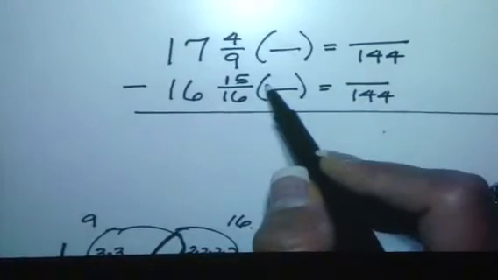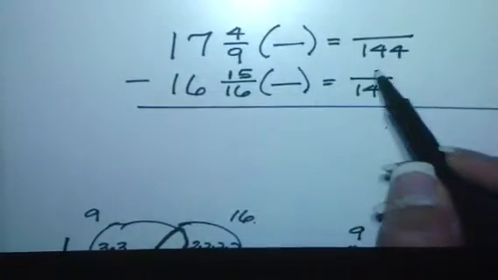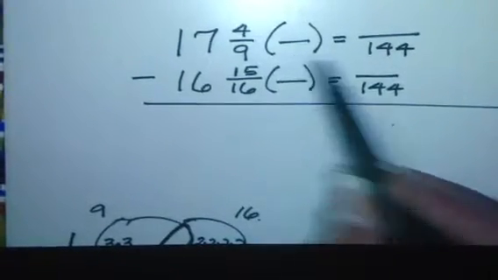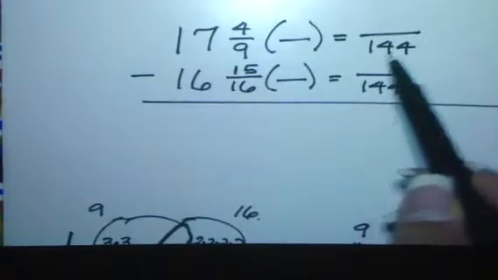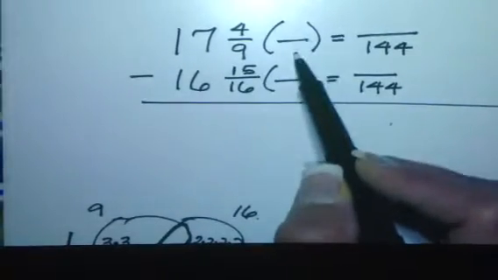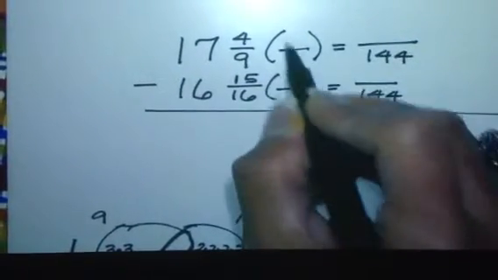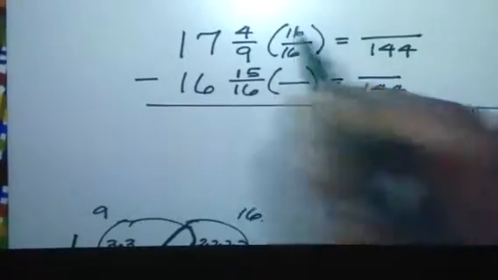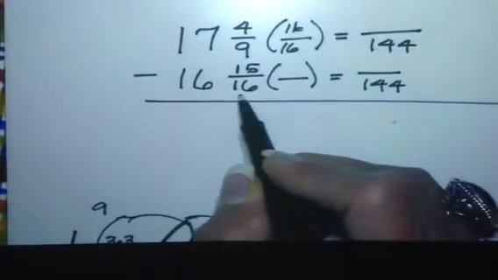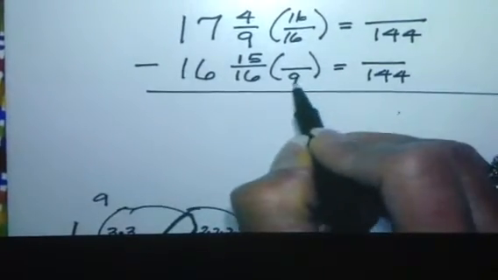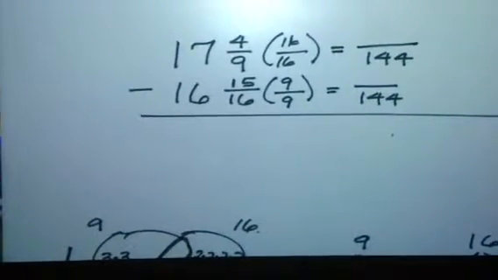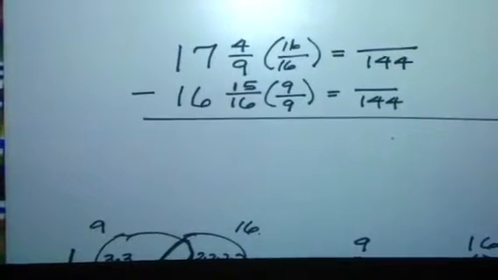Now use what you know to find what you don't know. I can't tell you off the top of my head 9 times what equals 144, but I can work this backward and I can say 144 divided by 9 will equal this factor, and it is 16 over 16. I must use the same process here. 144 divided by 16 is going to give me 9, so this fractional 1 is a 9 over 9. Use your calculator. Use the tools that you have.